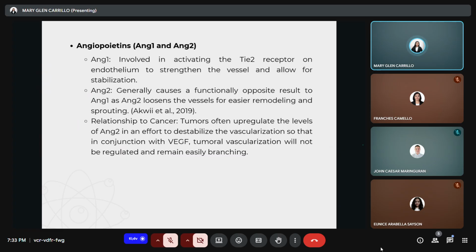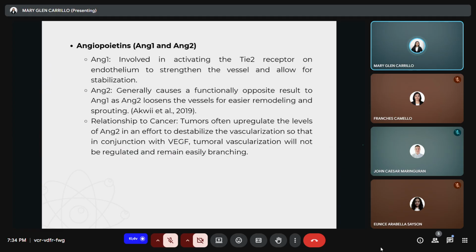On the other hand, ANG2 has almost the opposite effect. It loosens the blood vessels. Since ANG1 strengthens the blood vessels, ANG2 loosens them, which is completely opposite, making them more flexible and easier to remodel and sprout new branches. So imagine ANG2 as the crew that temporarily loosens the bolts in a structure so that new extensions can be added.